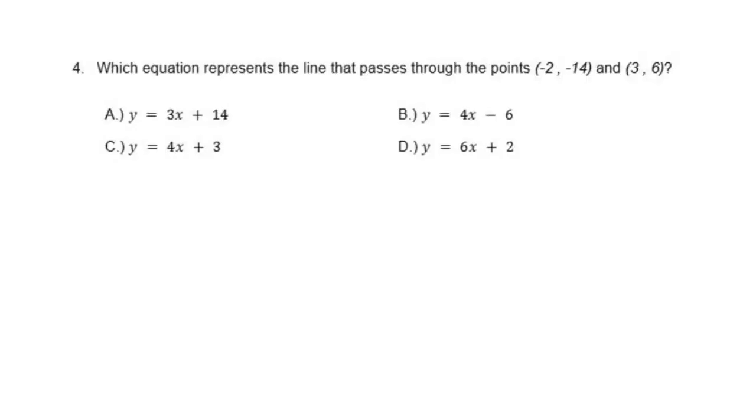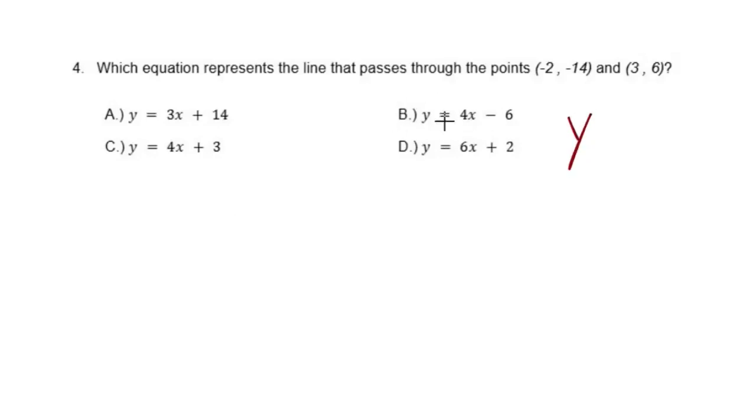For number 4, we want to find which equation represents the line that passes through the points (-2, -14) and (3, 6). If you look at all the answer choices, they're all in the same format, and this is a format that you should be super familiar with. If not, I'm going to write this out because we're going to use that.